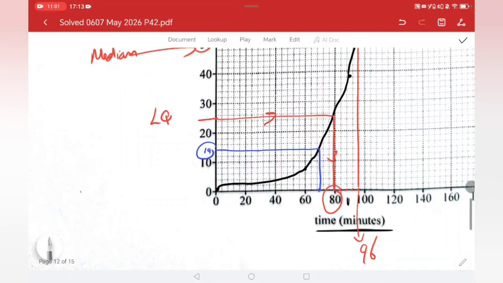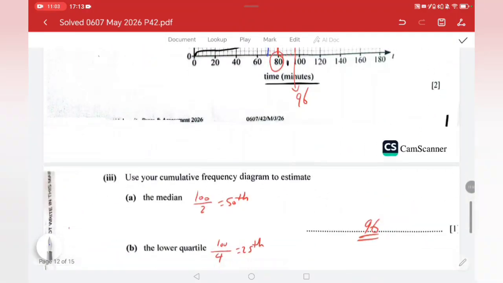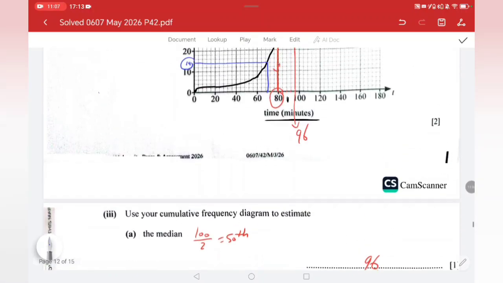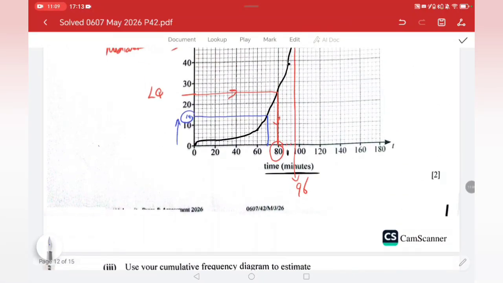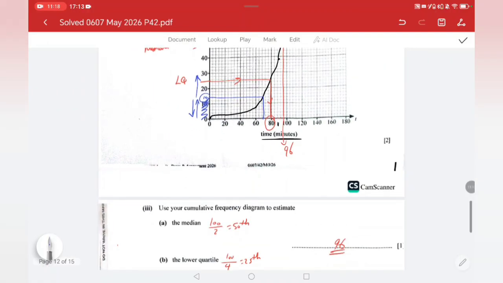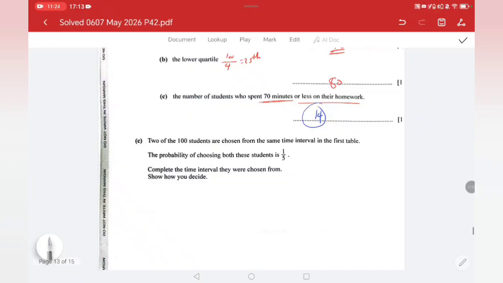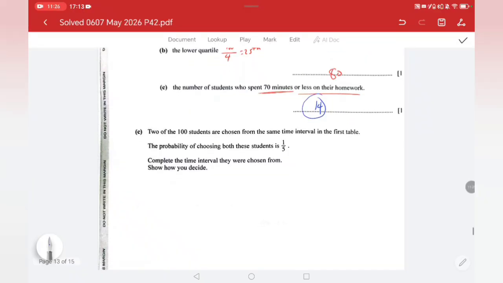Okay. So here is how many students: 14. Because they said less, it means this part, okay, here. But if they said more, we should subtract 100 minus this 14. And again, this is according to the graph of what I'm doing here. Your answer may be a little bit different.